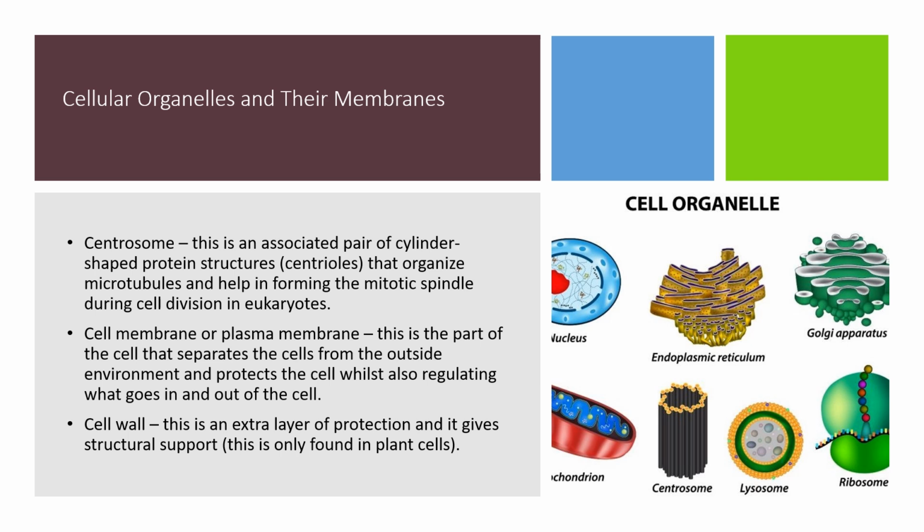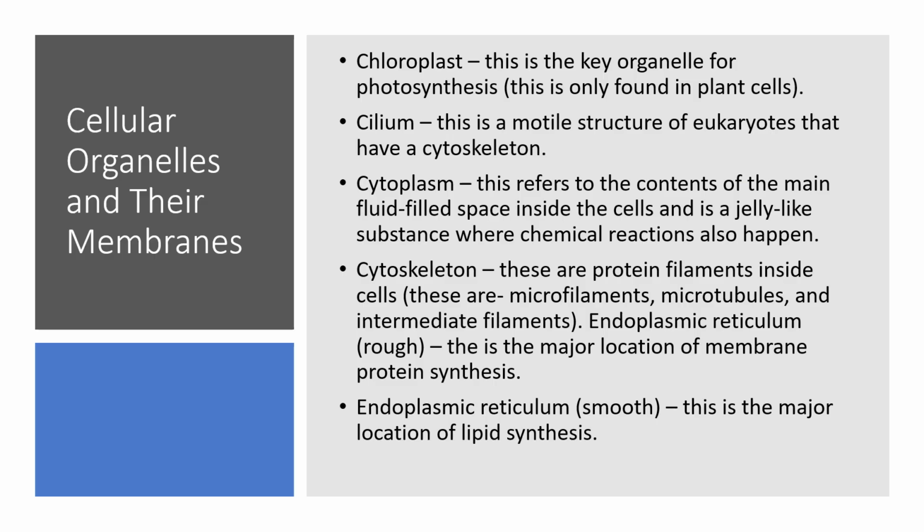The cell wall is an extra layer of protection and it gives structural support. This is only found in plant cells. The chloroplast is the key organelle for photosynthesis, and this is only found in plant cells. Cilium is a motile structure of eukaryotes that have cytoskeleton. Cytoplasm refers to the contents of the main fluid-filled space inside the cells and is a jelly-like substance where chemical reactions also happen.